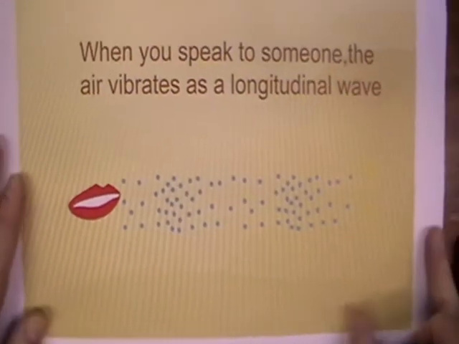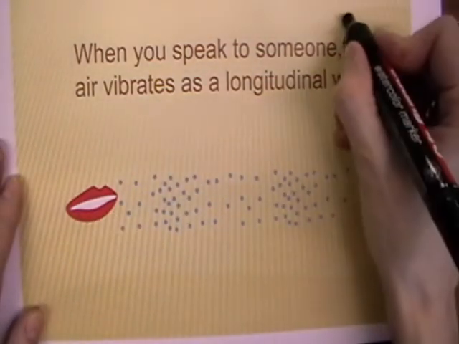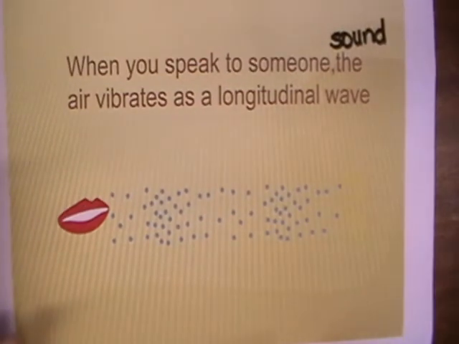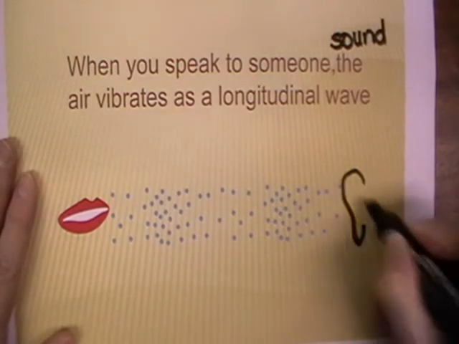Last slide. When you speak to someone, you make a sound. Okay, so you make a sound. Sound, you know, is a longitudinal wave, and therefore the air vibrates as a longitudinal wave. Now you can't really see it here. There's actually an ear marked in somebody's ear.